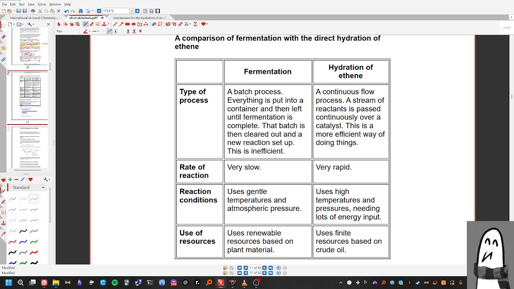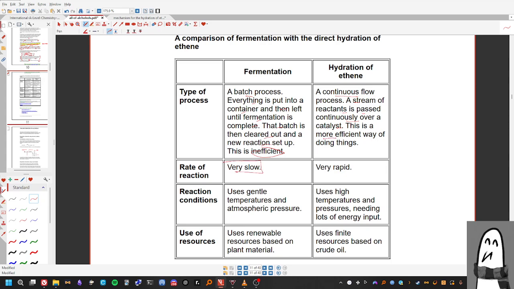Fermentation is a batch process. Everything is put into a container to the left until fermentation is complete. That batch is cleared out and a new reaction is set up. This is inefficient, whereas hydration of ethene is a continuous flow: a stream of reactants is passed continuously over a catalyst. This is the more efficient way.